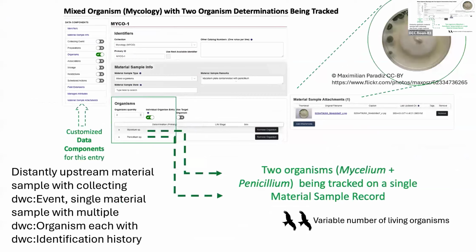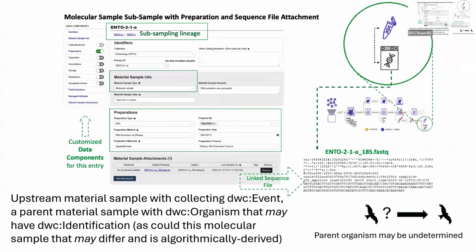This example is parallel to the first one, with the exception that this involves living organisms, and more than one organism is being tracked that is associated with a single material sample record. And this example illustrates a material sample that has a morphologically identified organism and also, through a subsample and sequencing process, has a second determination that may or may not agree with the morphological one. How do we represent the two organisms with conflicting identifications where choosing either one eliminates valuable information?